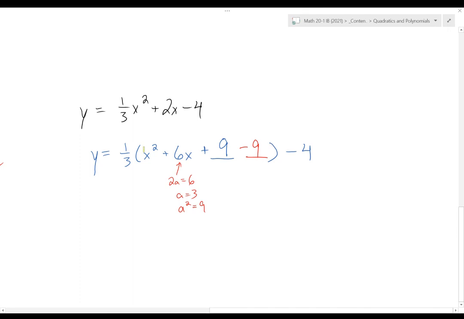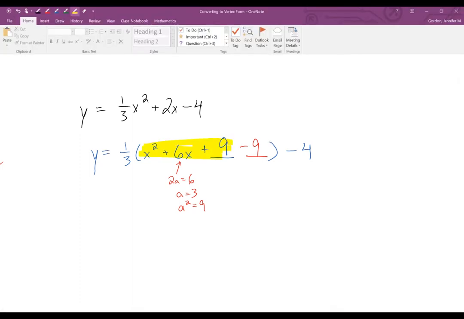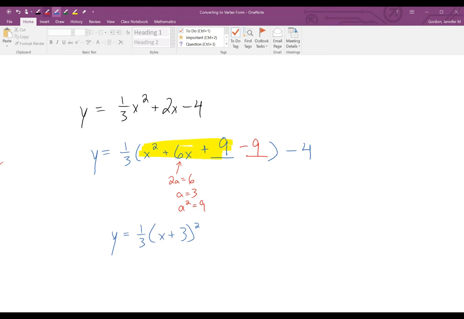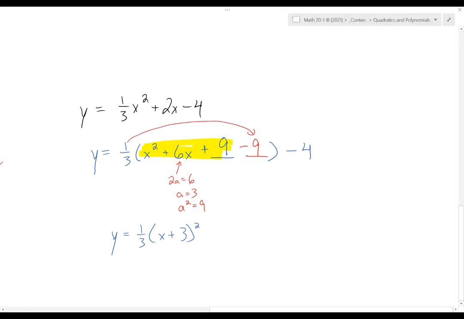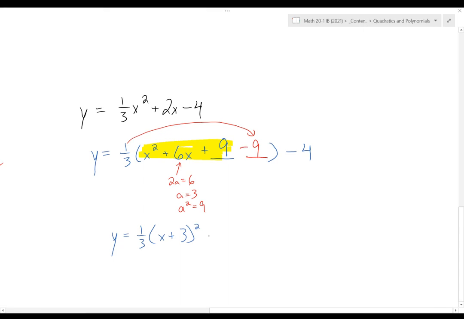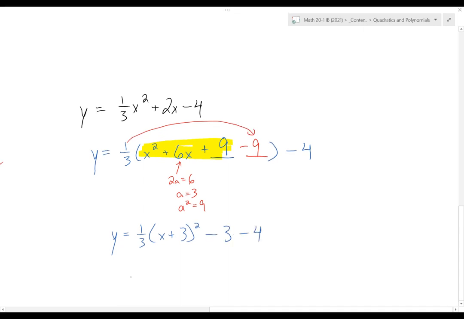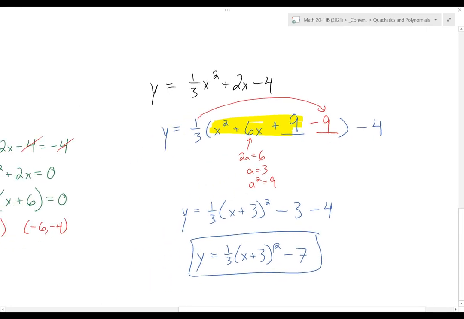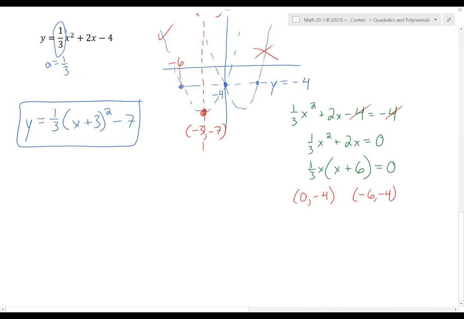The part in yellow is a perfect square. So what we now have is y equals 1/3 times x plus 3, because x squared plus 6x plus 9 is x plus 3 all squared. Remember to distribute 1/3 times negative 9. So 1/3 times negative 9 is minus 3, minus 4. So overall, we have y equals 1/3 times x plus 3 all squared minus 7. This is the vertex form. And if I go back and compare, it is exactly what we got the first time.